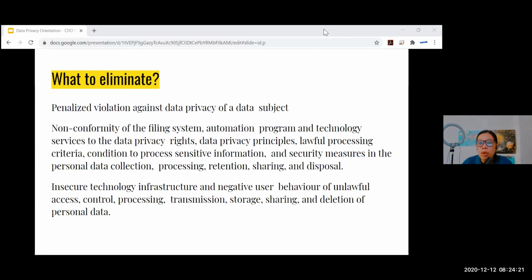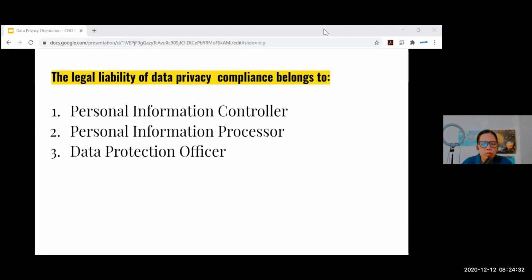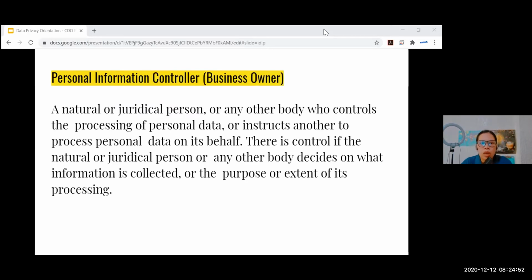I believe someone else is going to talk about the violations or the punishable acts mentioned, of course, under Republic Act 10173. Now, to continue, there's a legal liability of data privacy compliance in all the three actors listed here. We have the controller, the processor, and of course, we have the data protection officer. What is a personal information controller? Usually these are business owners or the head of agencies in the government, the boss.